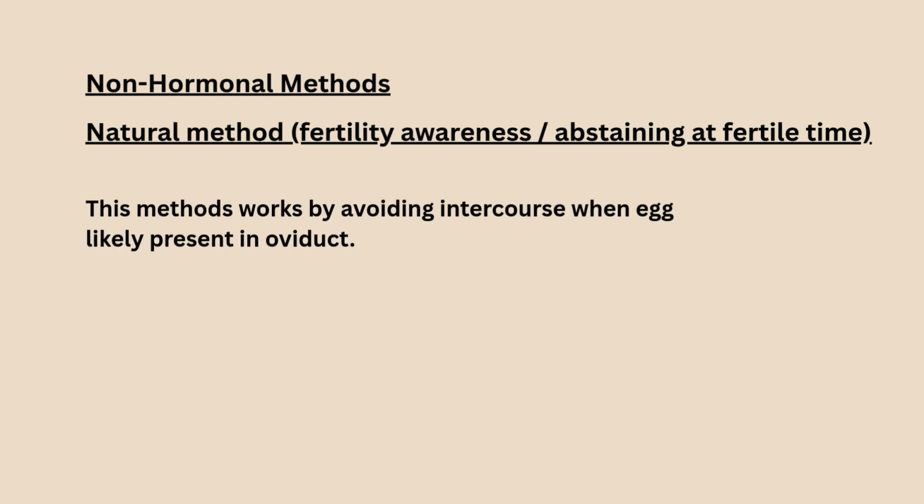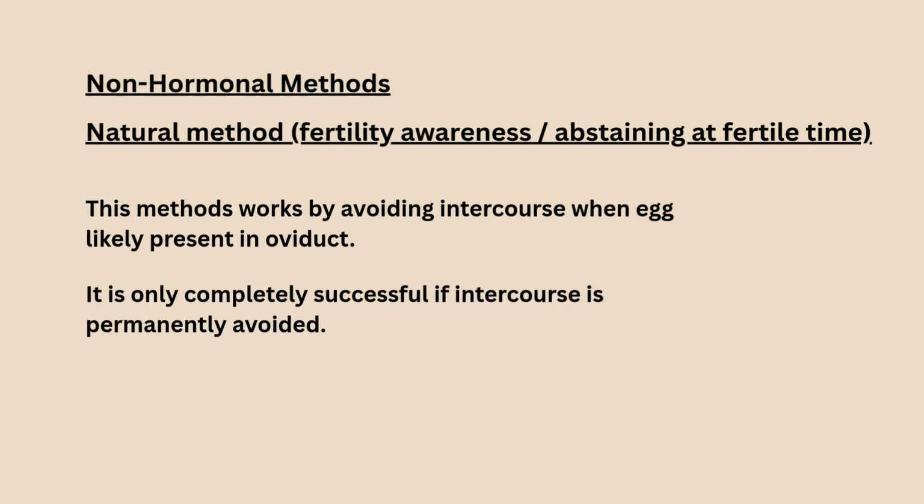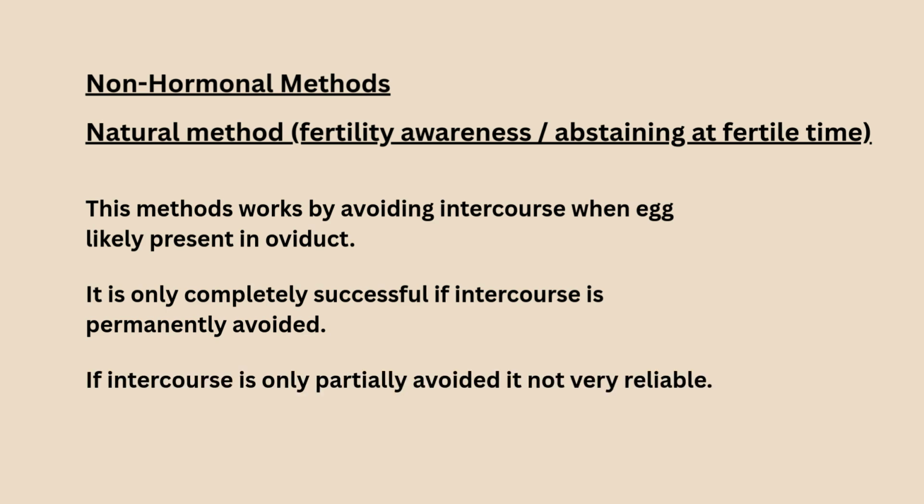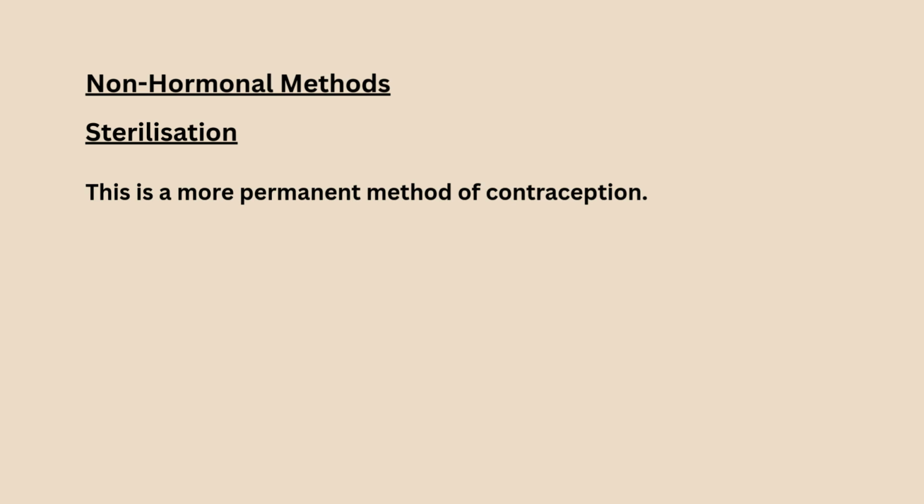The natural methods, such as fertility awareness or abstaining at a fertile time, is also a non-hormonal method, and this method works by avoiding intercourse when the egg is likely to be present in the oviduct. It is only completely successful if intercourse is permanently avoided. If intercourse is only partially avoided, it is not a very reliable method of contraception.